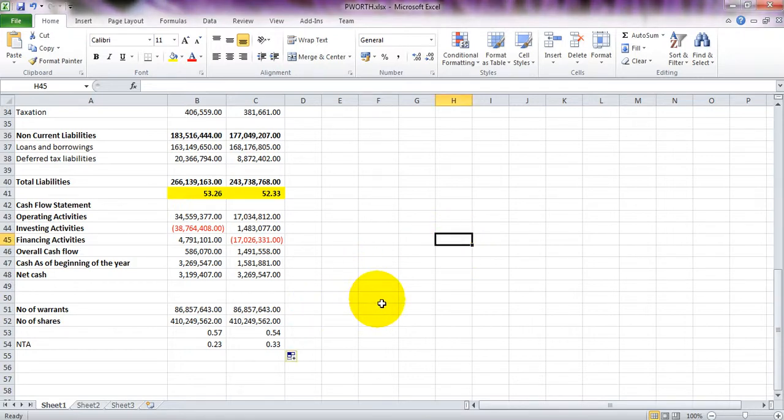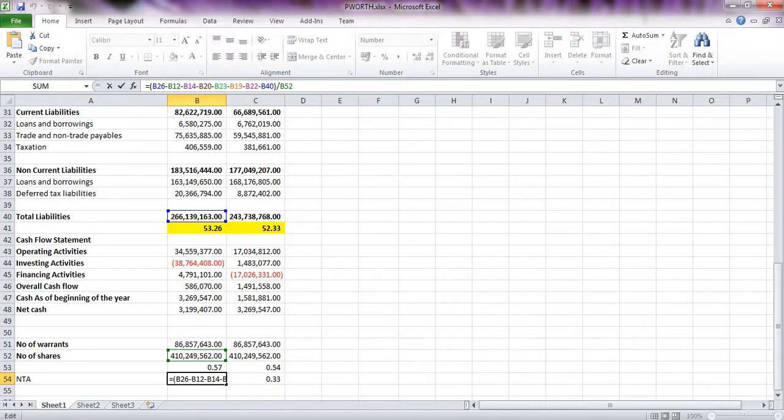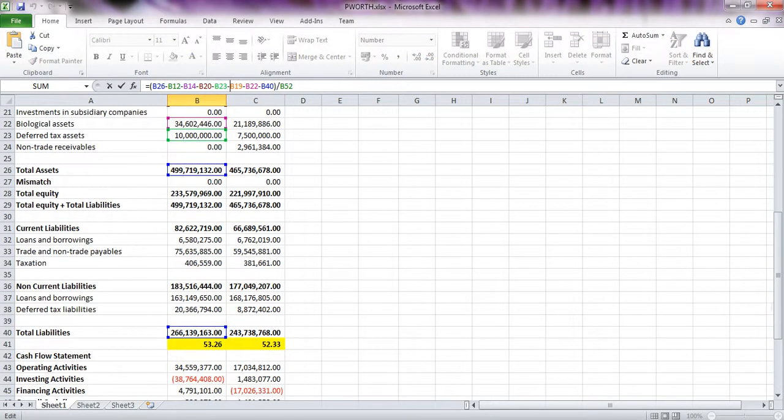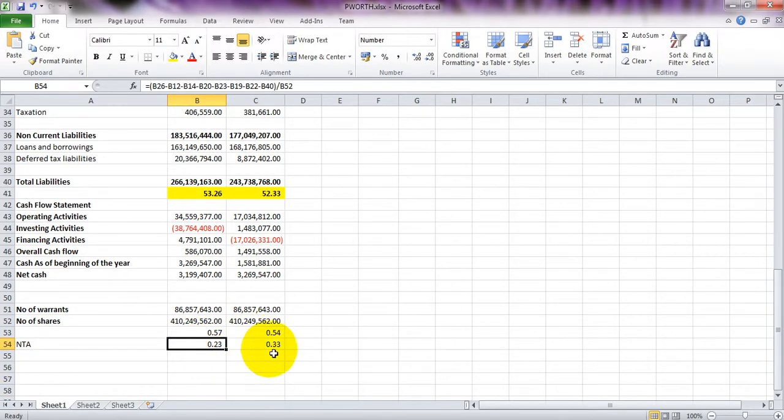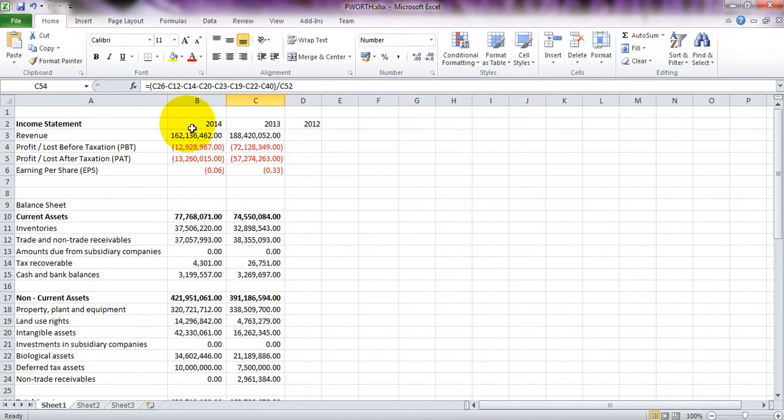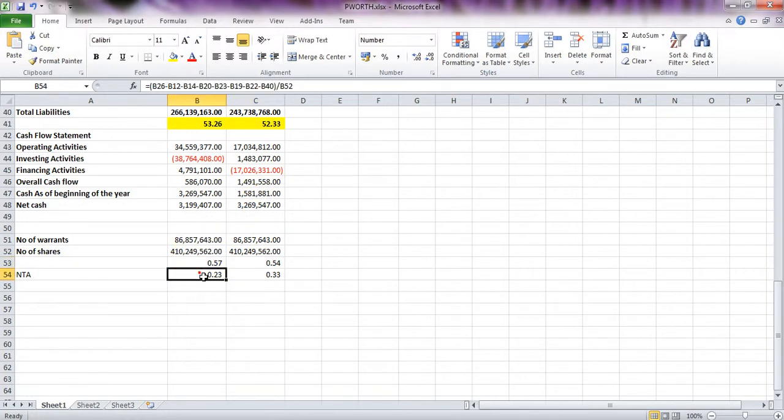Everyone, there are some corrections for this formula for MTA. So basically what you can see, right, we need to deduct the total liability out, so the MTA will be 0.23 and 0.33 for 2014 and 2013 respectively. So this is the only correction over here.